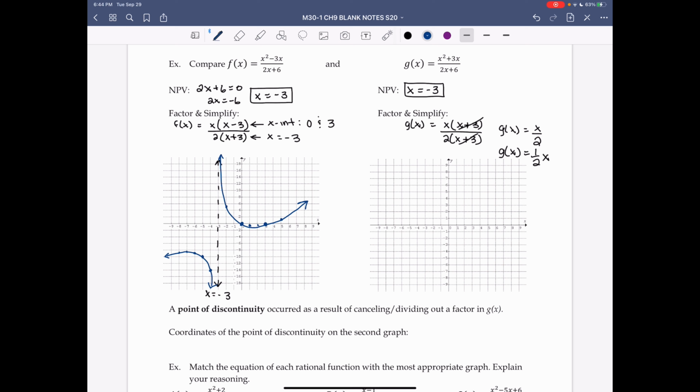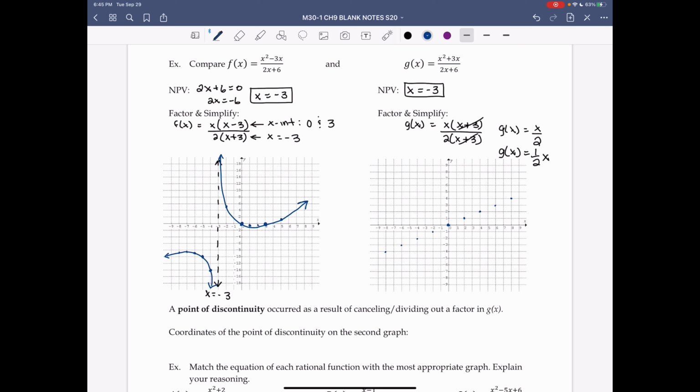Graphing g of x, it simplifies down to a linear function, which is 1/2 x, so a y-intercept at 0 and a slope of 1/2, which is rise 1 and then run 2. So up 1 over 2, up 1 over 2, up 1 over 2, down 1, left 2, down 1, left 2, down 1, left 2. Then we want to look at our NPV.